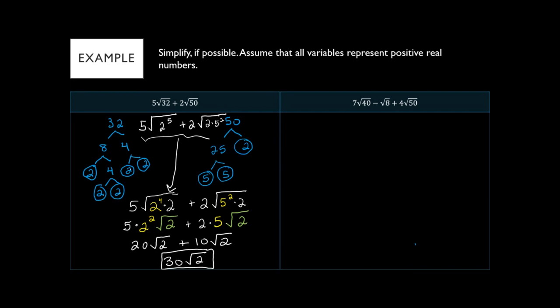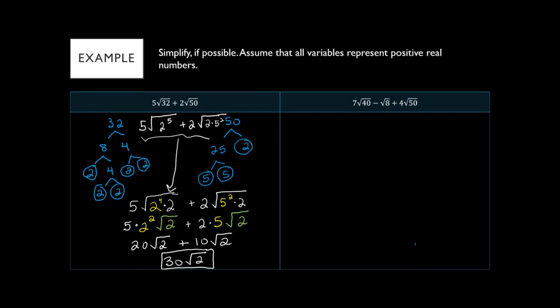Okay, so let's move on to the one on the right. We've got 7 times the square root of 40 minus the square root of 8 plus 4 times the square root of 50. Now, if you are worried about running out of time on the quiz, what you might want to do is start writing a cheat sheet or running tally of what certain square roots are.